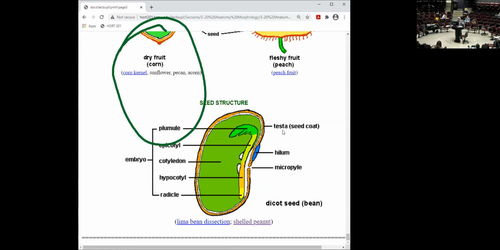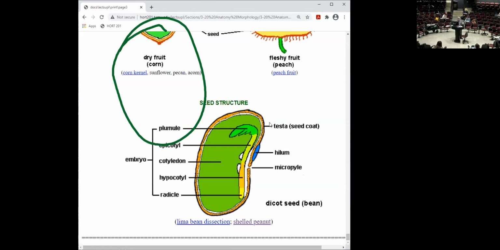The wall of the seed is called the testa, or the seed coat. Sometimes it's soft, like beans, you cook them and eat them. Sometimes it's hard, like a pecan. You have to crack them to get at the cotyledons inside.